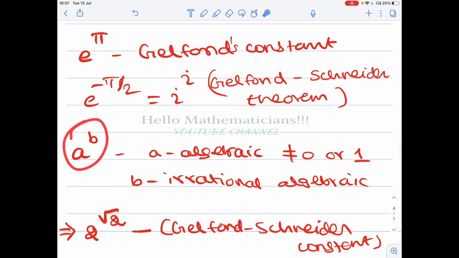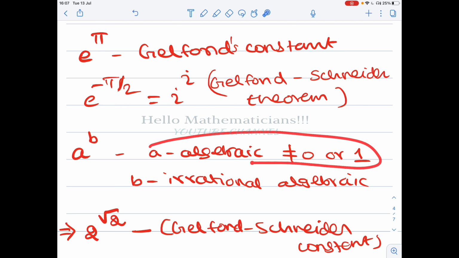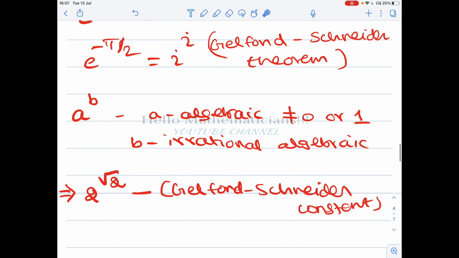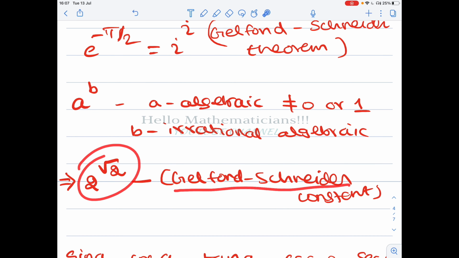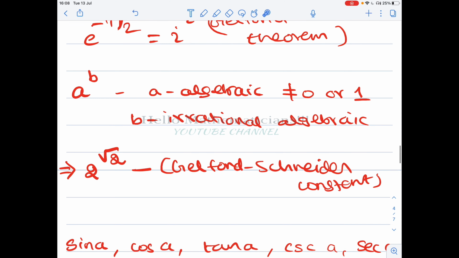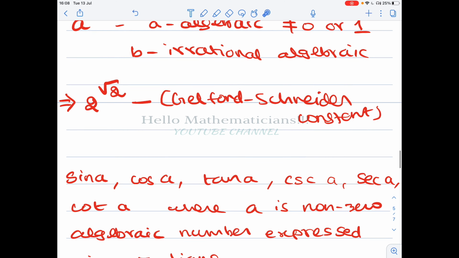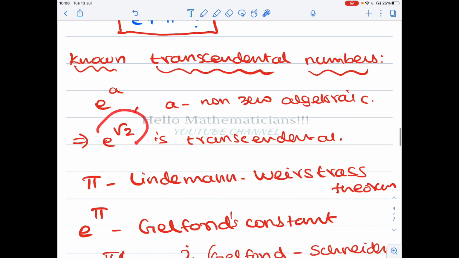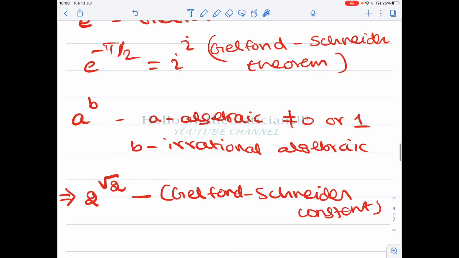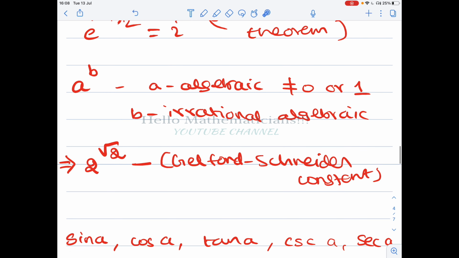Now, a power b is transcendental if a is any algebraic number not equal to 0 and not equal to 1, and you take any b irrational algebraic number, then this number will always be transcendental. For example, 2 power root 2, it is called Gelfond-Schneider constant. 2 power root 2 is transcendental. It looks like you might think it is algebraic, but no. So e power algebraic is transcendental, and 2 power irrational is also transcendental.